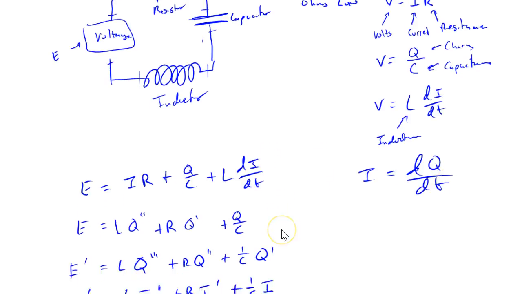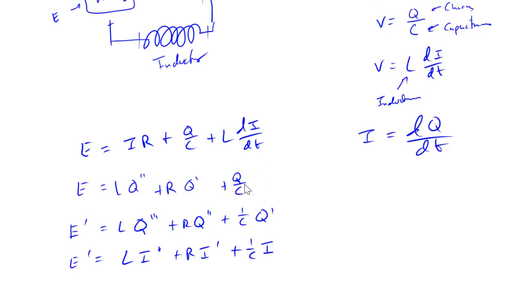which allows me to substitute that here. I is the derivative of Q. That gets moved down to here. And so the derivative of I would be the second derivative of Q, and that gets put here. So I write it this way, and I see this now as a second order differential equation in the charge, right? Q prime and Q double prime. So the charge on the capacitor is changing with time.